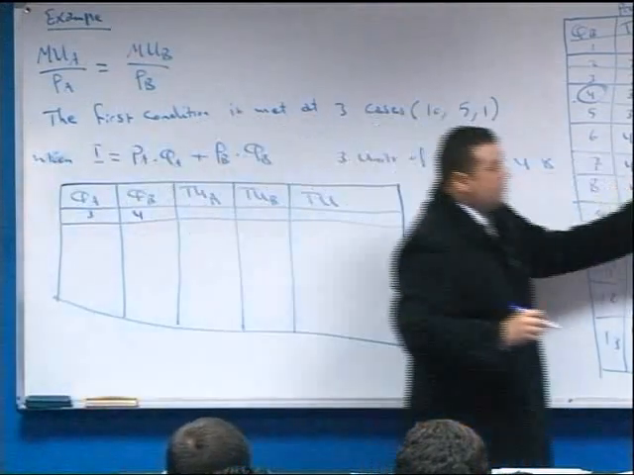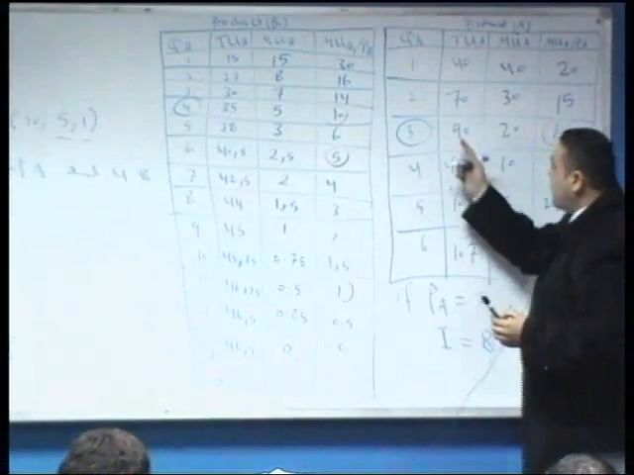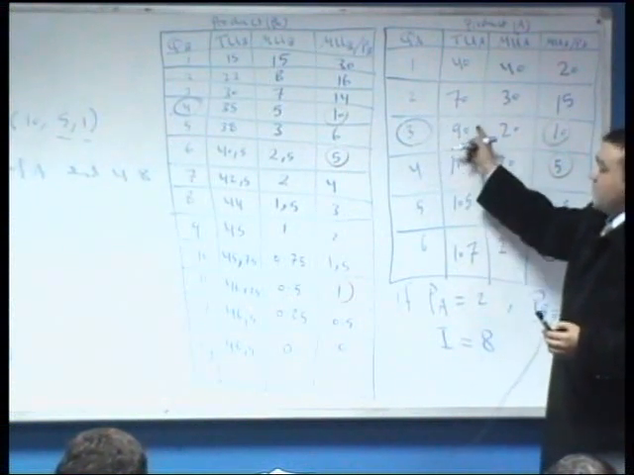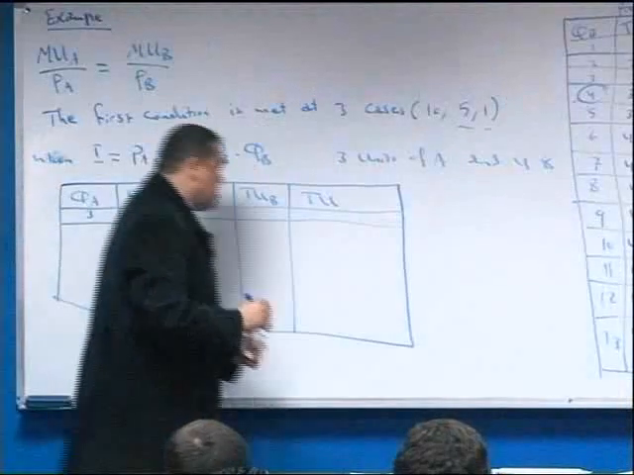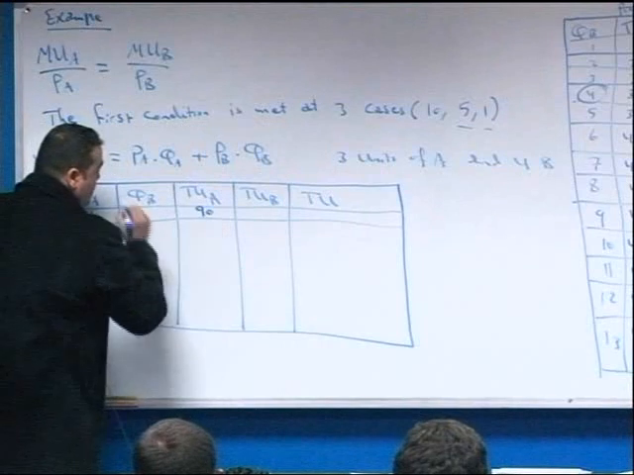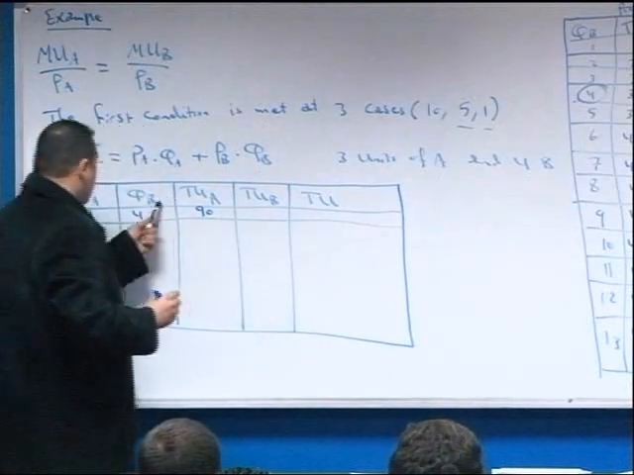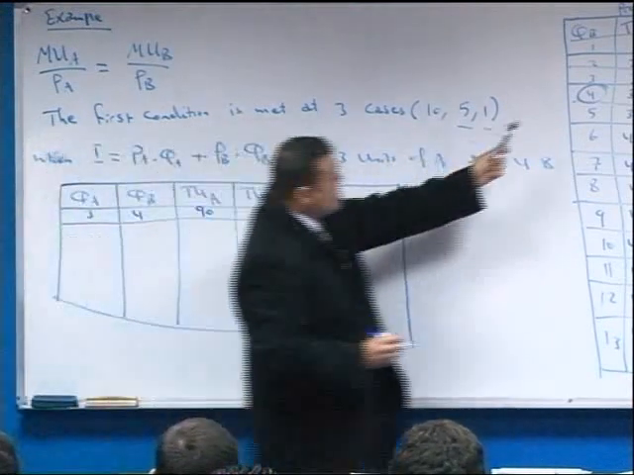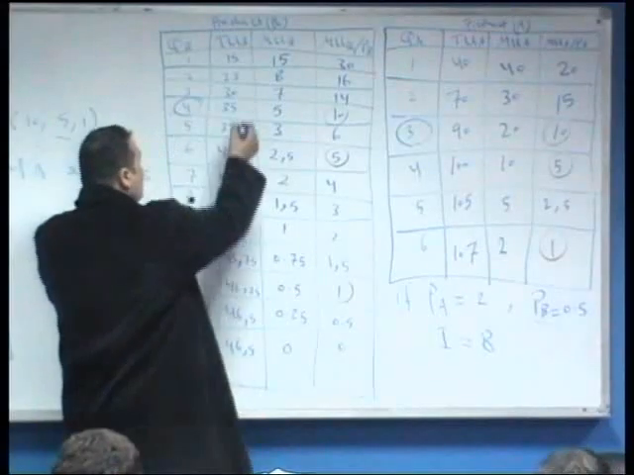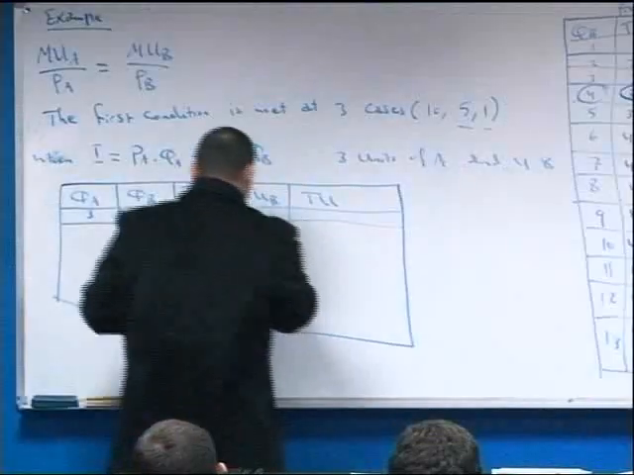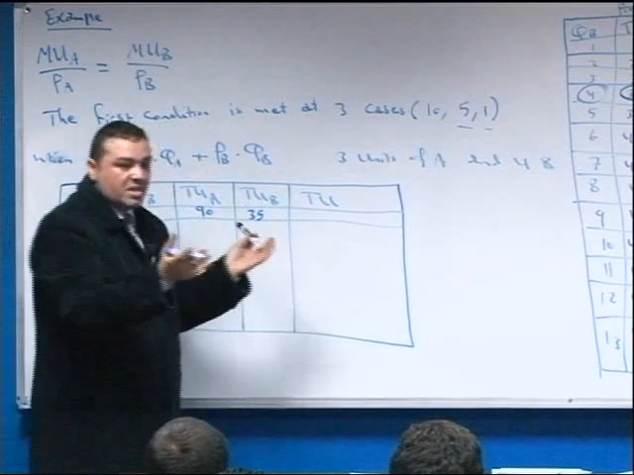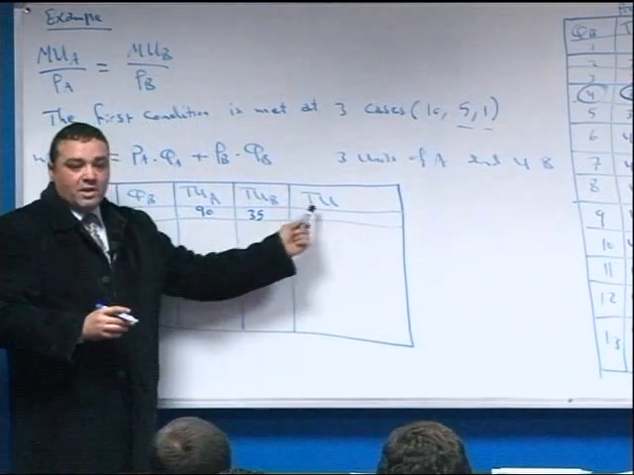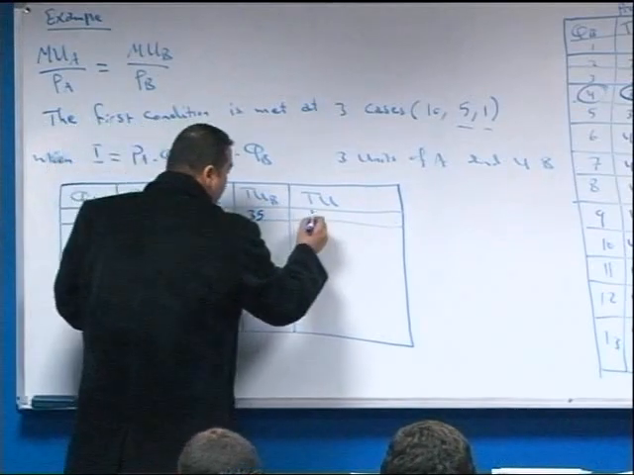When the quantity of A equals 3, how much is the total utility? 90. In this case, the total utility of A is 90. And when the consumer consumes 4 units of B, the total utility equals 35. How much is the total utility? Total utility of A plus total utility of B, the total utility equals 125.